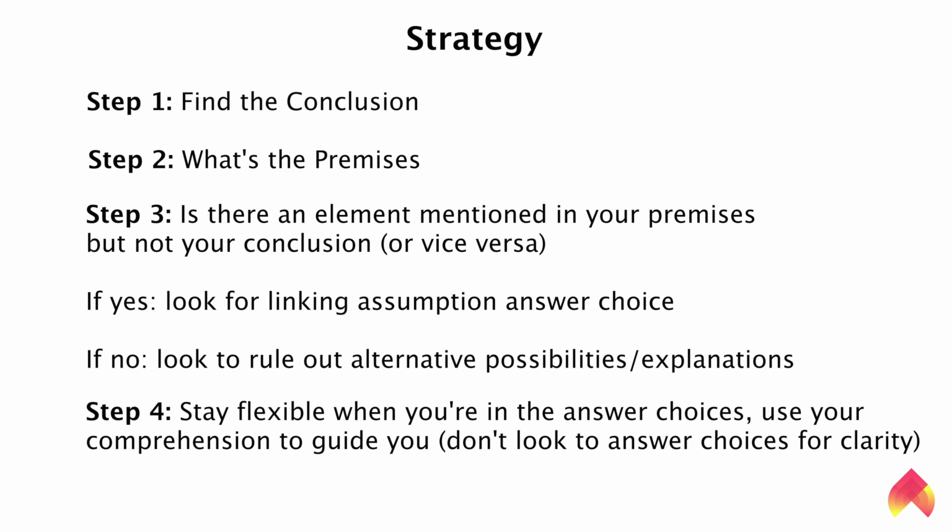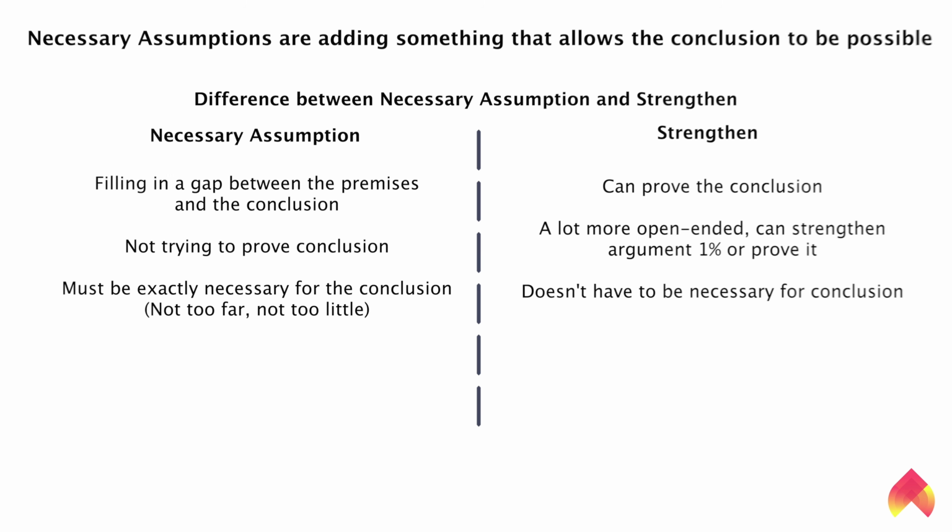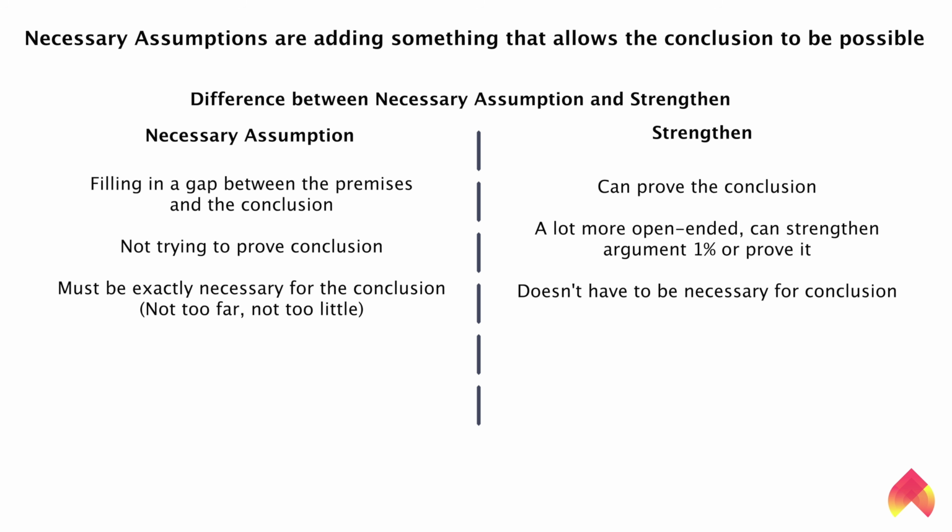So, stay flexible. Don't make excuses for dumb answer choices. Look at each answer choice and say, is this a possible defense of my argument, or is this just a related piece of information which maybe helps the argument? There's a distinction between necessary assumptions and strengthening questions. A lot of traps in necessary assumptions are not necessary for the argument. They either go too far or they do too little, but they're not necessary for your conclusion to be true. It's very important to keep in mind the goal of this question type. We want to be making our conclusion possible.